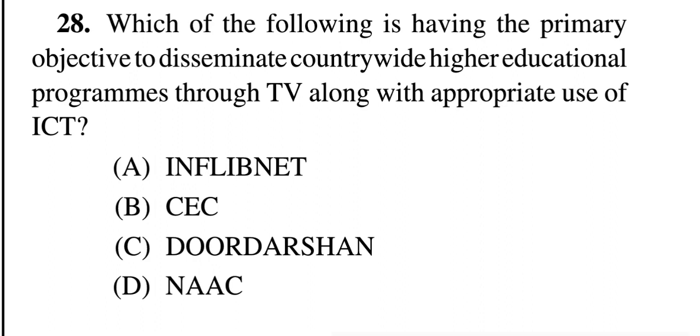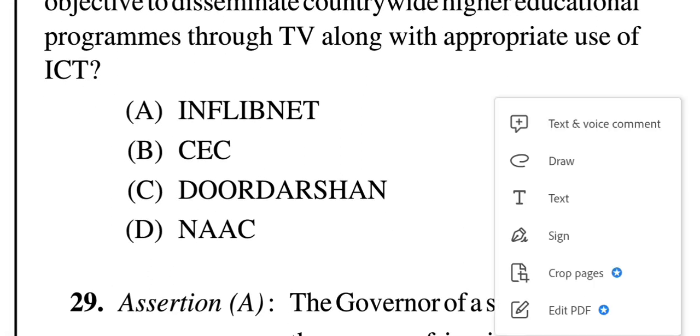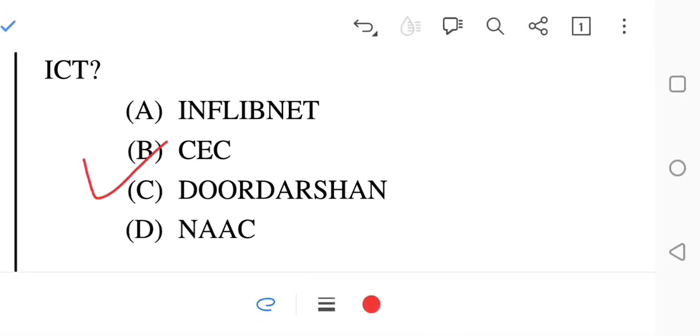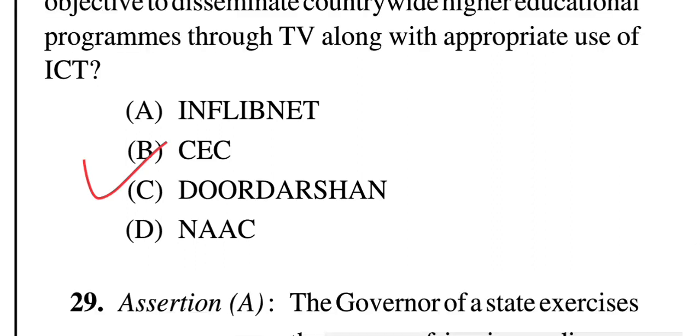CEC. YouTube is also a part of information and communication technology, which can be used in a classroom along with Google Docs or Google Classroom. Many products related to Google are also helpful in the educational sector. So those can be called ICT. CEC is the correct answer. I don't know the full form of this word. Please try to know it.